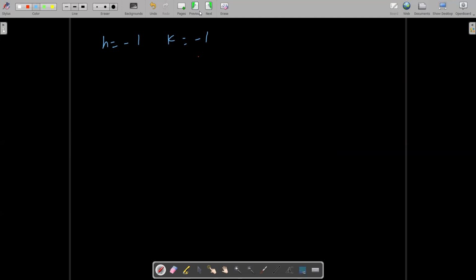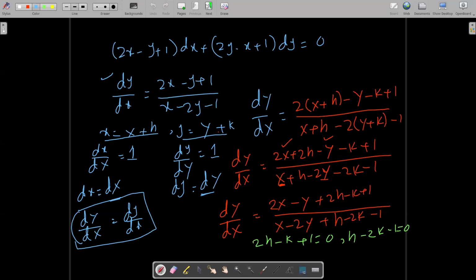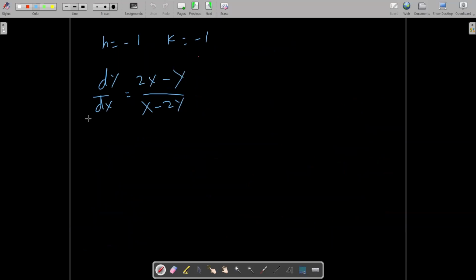Now you take a look at this one. We're going to take 2h minus k, meaning the constant term is 0. So your equation will reduce into dy by dx equals 2x minus y over x minus 2y, right? Yeah. Okay, perfect. Now, what's the next step?